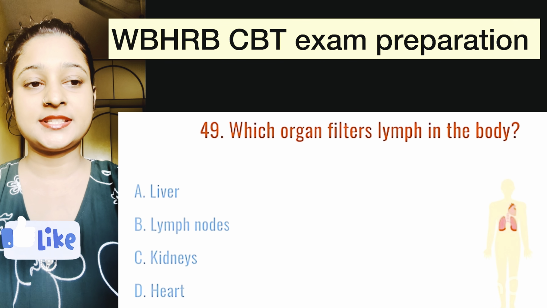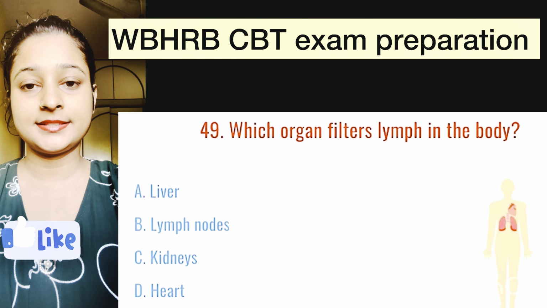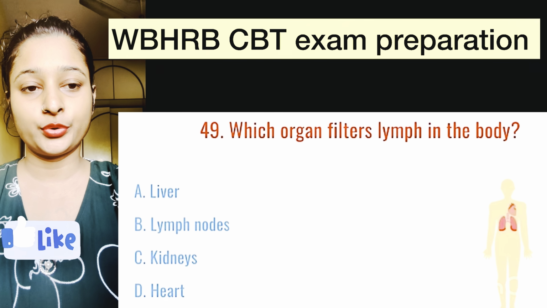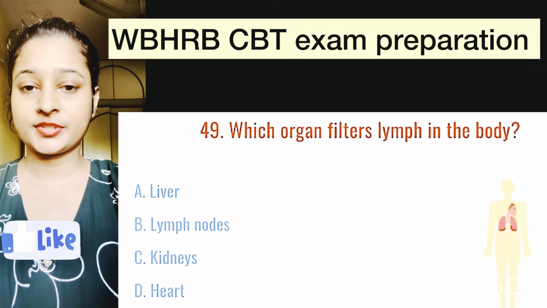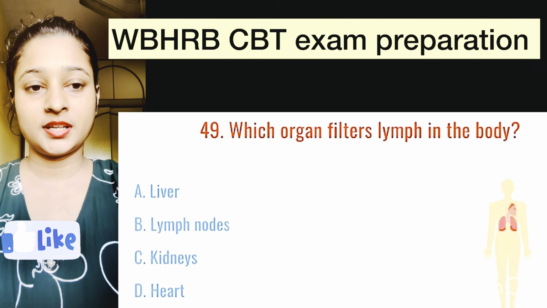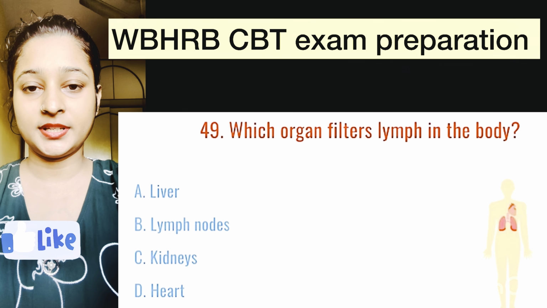Next question is, which organ filters lymph in the body? Option A is liver, option B is lymph node, option C is kidney, and option D is heart. Here correct option is option B, lymph nodes.